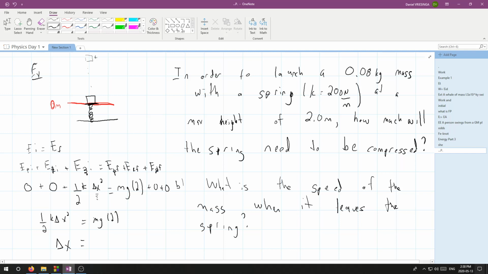So really easy final result there, and we could solve for delta x. I'll just do the math right now. I'm going to do 0.08 times 9.8 times 2, and I'm going to times it by the 2 here, and then I'm going to divide by k, which is 200, and then square root that answer. It worked out to be 0.125 meters. So there you go, I didn't have to stretch it that much to get the thing to launch in the air.